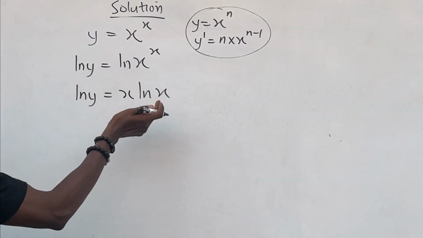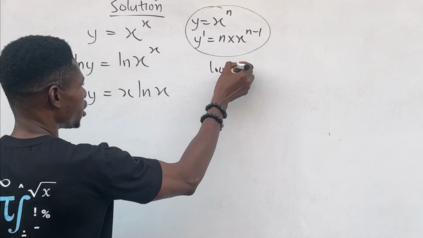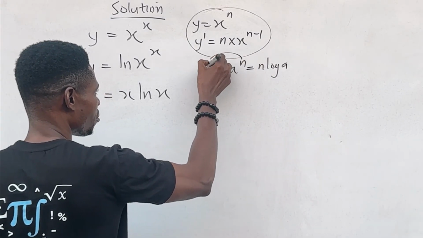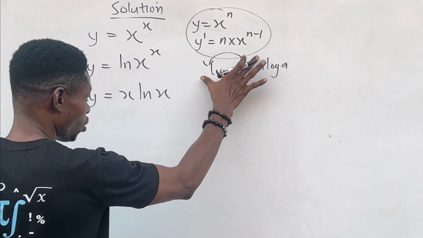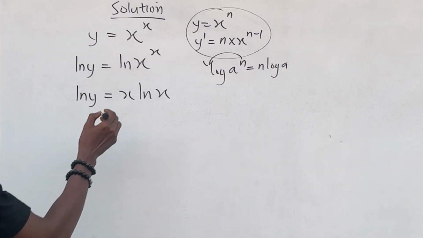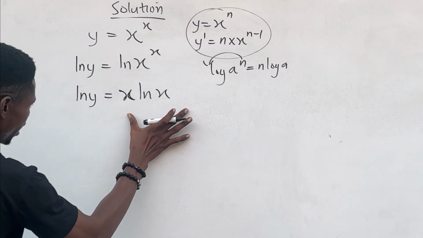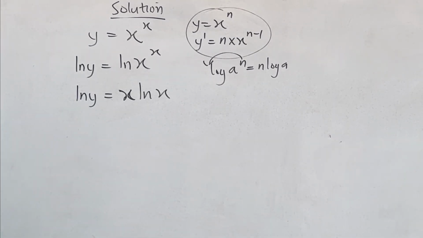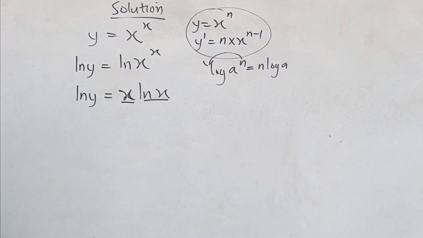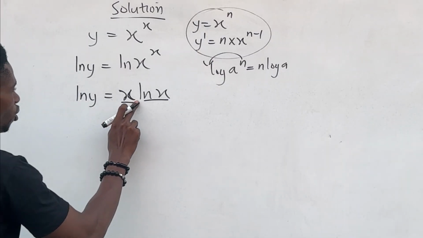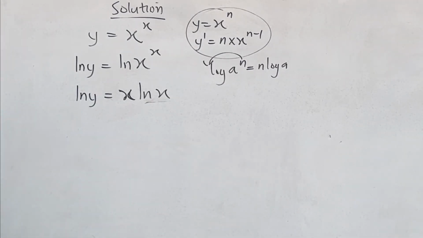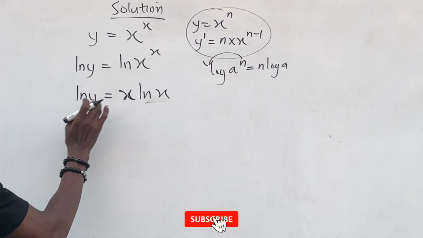Remember the law of logarithm that says if you have log of a raised to the power n, this is n log a. That this n can be brought down this way. This is a law of logarithm that is generally known. So this gives us x ln x. Now this is a product of two functions, right? So we can solve for dy/dx. Now we can differentiate both sides.